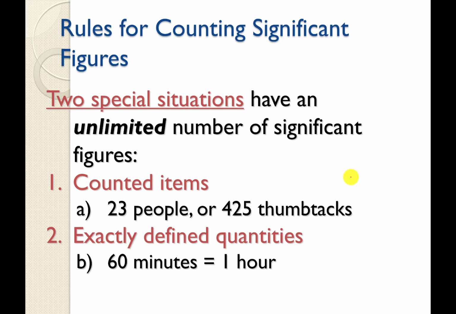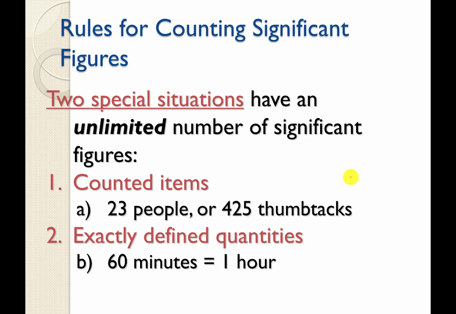You've got 23.000 people. You can have as many zeros as you want because you know it's exactly 23. It's not like there's some concern that you weren't precise enough and maybe there was another 100th of a person there. Same thing with counting anything. Anytime you do a count, you can assume that you have as many significant figures as you need. And we'll talk about why that's important in a moment.